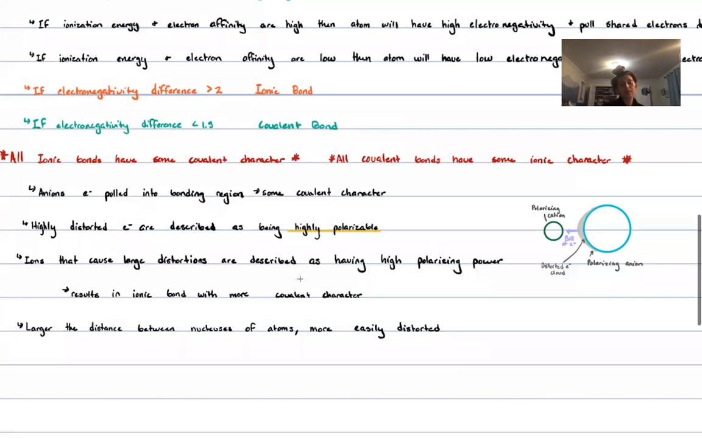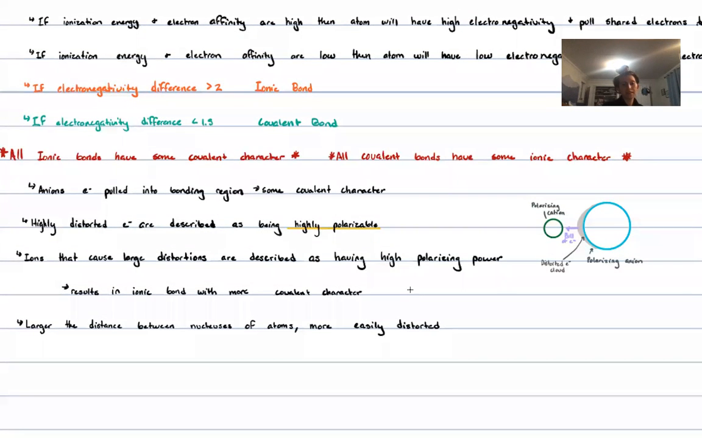That's what we refer to as having a high polarizing power, which basically means it's the one that causes distortion. Anything that is able to really pull and warp the electron cloud of its neighbor towards it has high polarizing power. And that tends to create a little more covalent characteristic between ionic bonds.